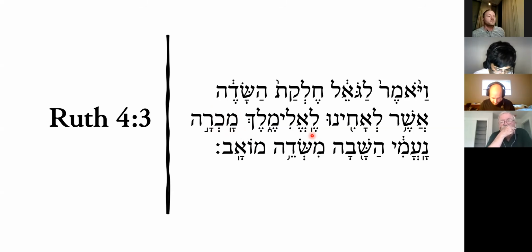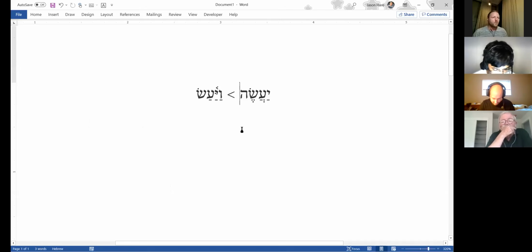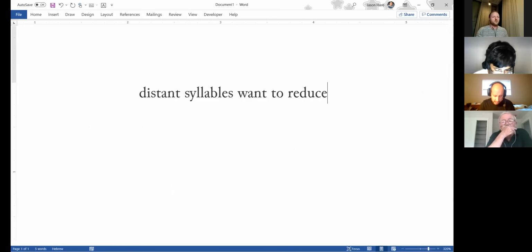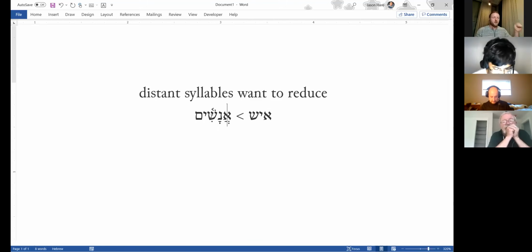And so when we have a long vowel that's far away from the end of a word, I'll show you an example. We know generally that distant syllables want to reduce, right? We were pretty adamant about that in the past. But let's say we have the word anash. In Hebrew, it's enosh. Enosh is a person, a human being. For whatever reason, the word ish takes its plural from that root. Instead of ishim, which we do see in some places in the Bible, we actually see anashim. Anashim means people. So this is our accented syllable, and the near syllable is long, and the distant syllable is reduced.